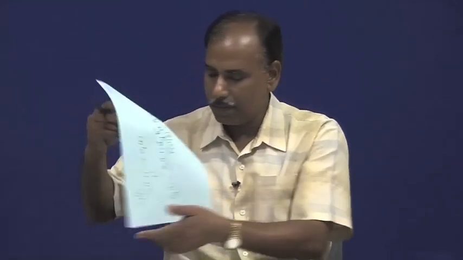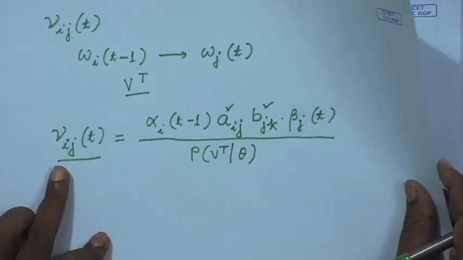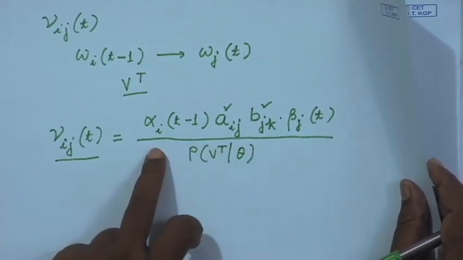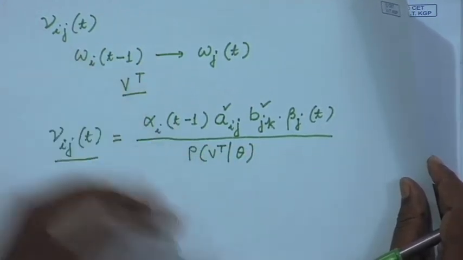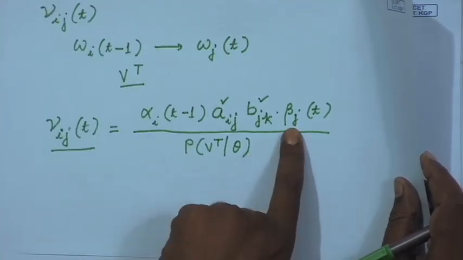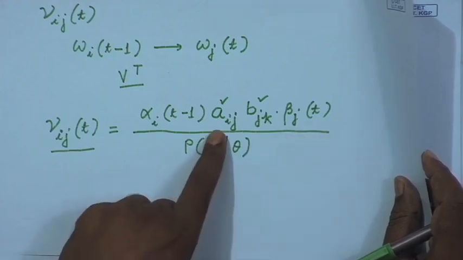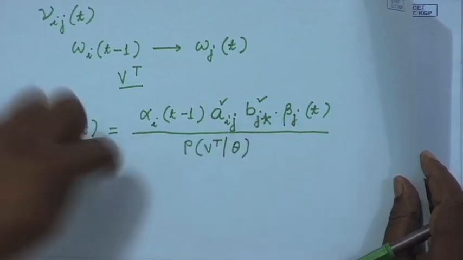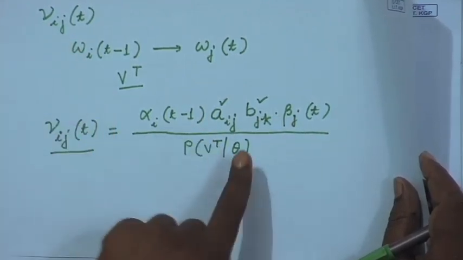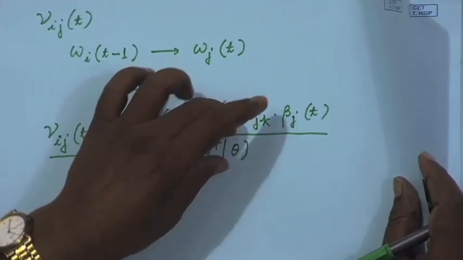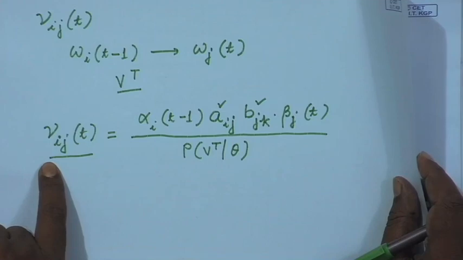You go for an estimation of the transition probability from omega i to omega j, and that transition probability is this. You find that I have alpha i t minus 1 or alpha j t minus 1, whatever subscript I use, that does not matter. Similarly, I have an estimate of beta j t. With the initial estimate of a i j and b j k, I can estimate p of V t given theta, and from here I can estimate gamma i j t.